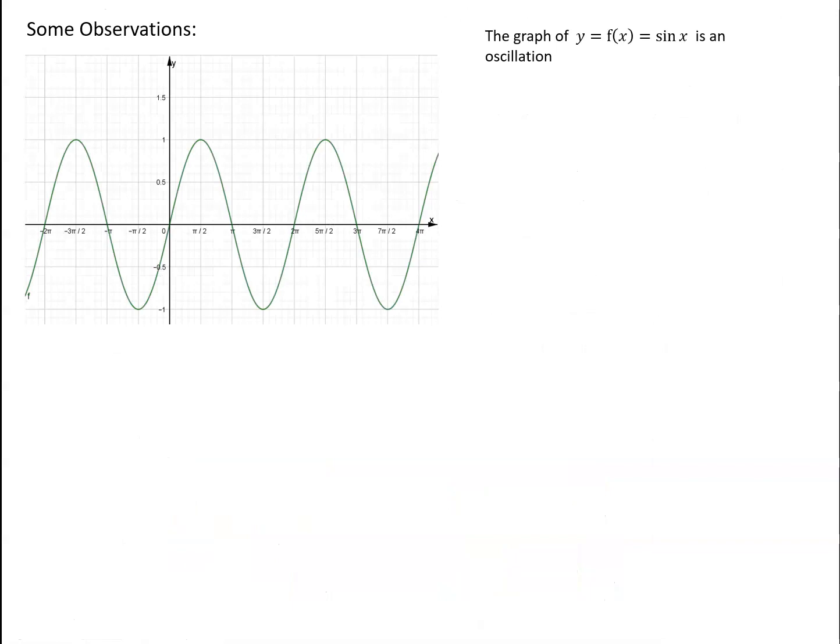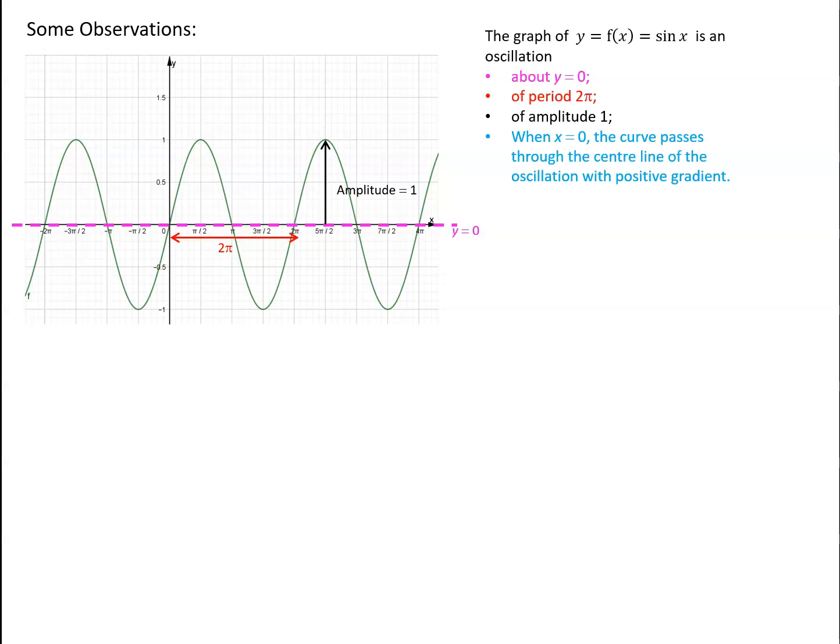If we've got the function y equals sine x, where x is in radians, then we know that the graph is an oscillation about y equals 0 of period 2 pi and of amplitude 1. And when x equals 0, the curve passes through the centre line of the oscillation and has positive gradient.